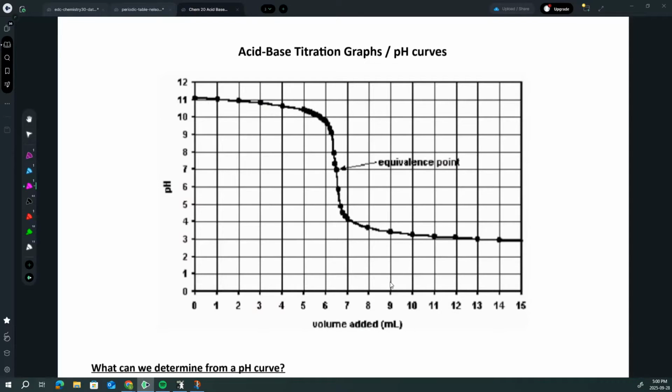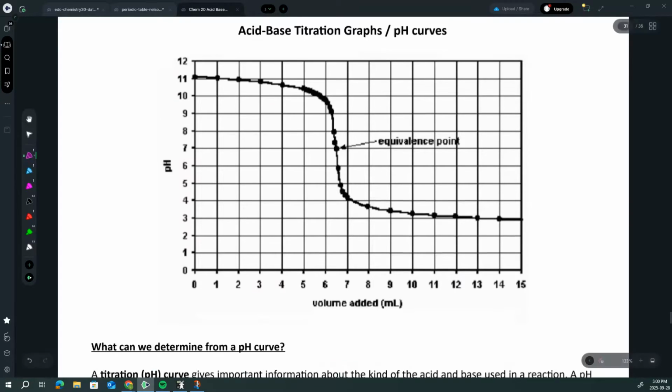So what exactly is an endpoint? What is an equivalence point? We will be going over that on this graph, because these are things that you can determine on a titration graph, which is also known as a pH curve.